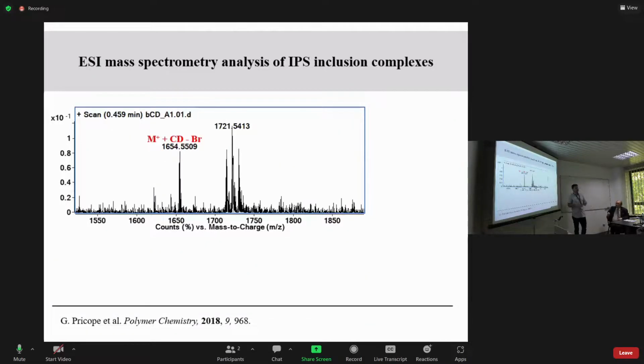The easiest way to figure out if the complex is formed or not is to use mass spectrometry, and particularly electrospray ionization mass spectrometry. It immediately gives you information about the formation or not of the complex. And we could see in the spectrum the mass which corresponds exactly to the compound forming the complex with cyclodextrin in the ratio 1 to 1.